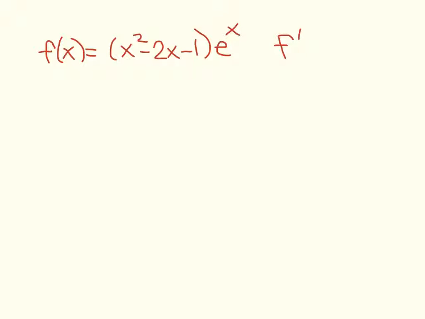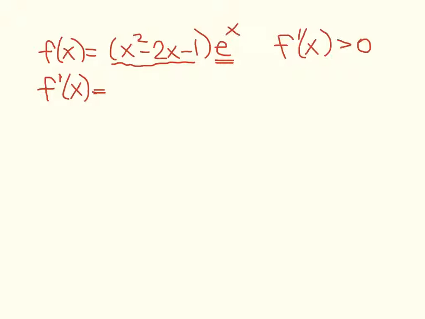Okay, B. Part B wanted us to say when was the function increasing. So the function again was the quantity x squared minus 2x minus 1 multiplied by the factor e to the x. So in order for a function to be increasing, we always look at its derivative, and we want to find out when that will be greater than 0. So that means we need to take the derivative of f of x. Since it's a product, we have this first factor multiplied by the second factor, we're going to use the product rule.